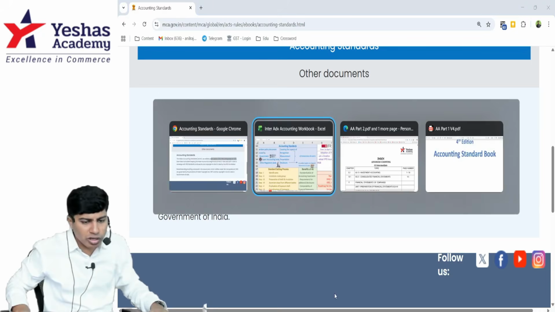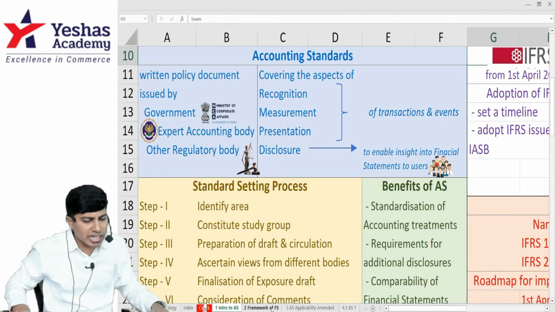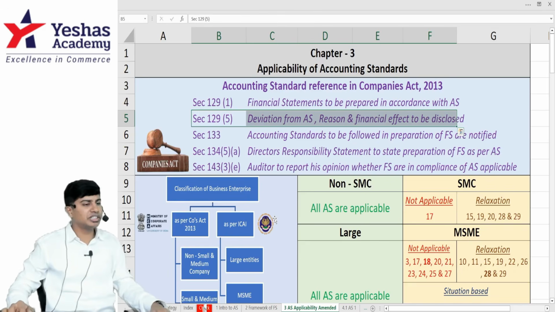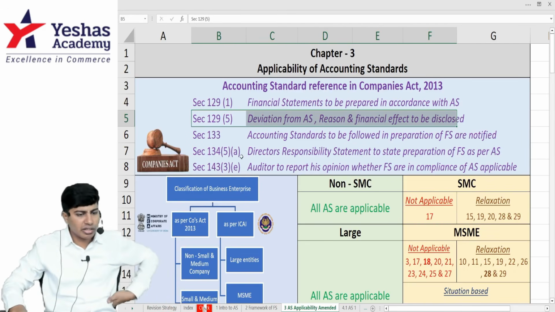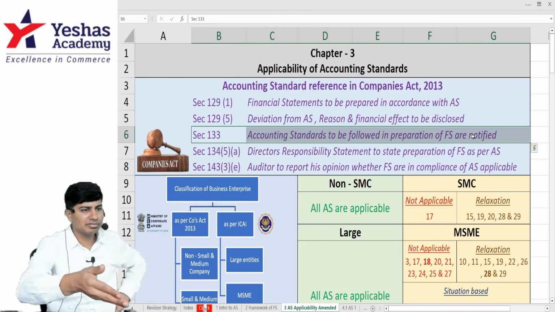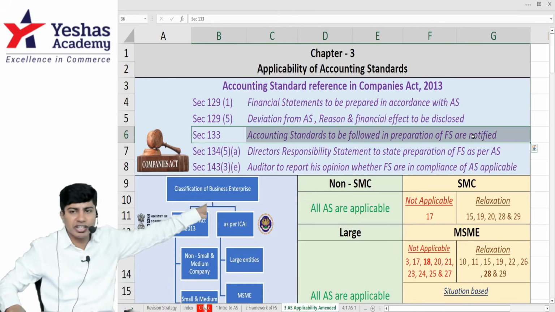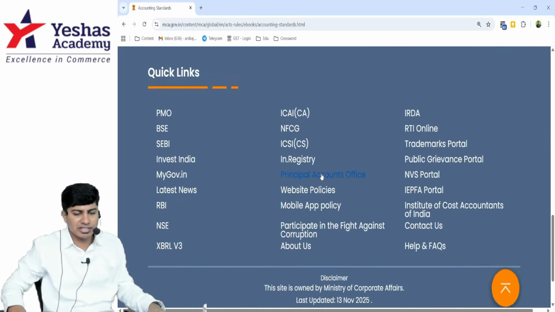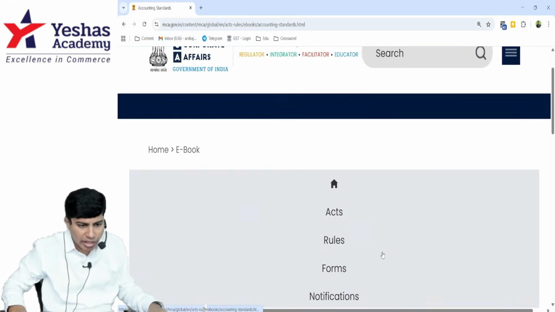Come to your AQ book. In this book, come to the second unit. Sorry, the third chapter, Applicability of Accounting Standards. There, do you see here? Section 133 of the Companies Act. We've given the reference, or have we not? Two pages later, the same reference, whatever we have given, it's there on the MCA website also. Do you get this? So they're talking about Ind AS because that's applicable for the bigger entities today.